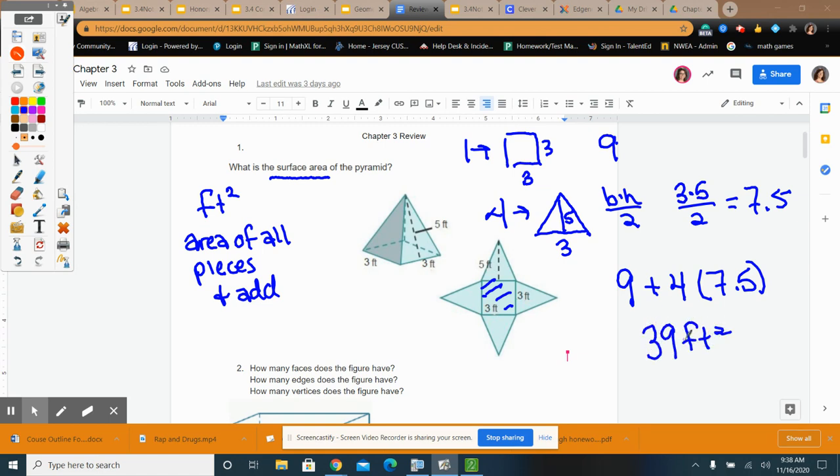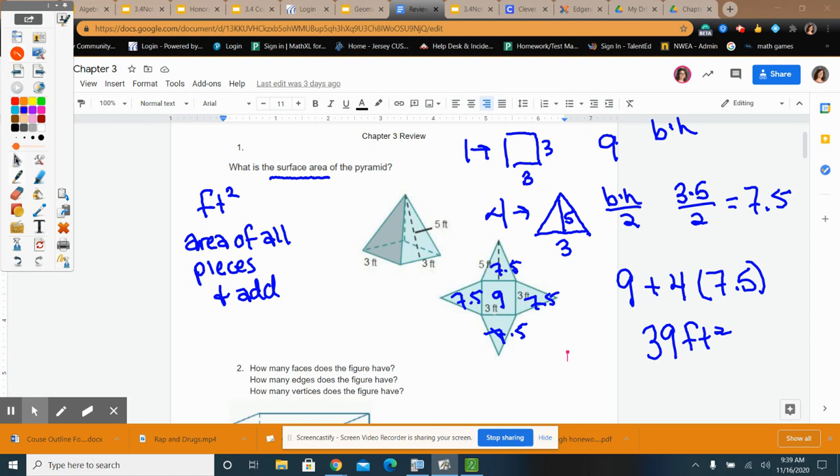Okay, the other way you could do that is you could label the pieces here if you would have liked to have done that better. Get my eraser here. So the bottom was 9. We figured that out. And then we got 7.5 for each of these little pieces. And then we added them up to get the 39. Okay, so this one was base times height divided by 2, and that one was just base times height. We added them all up.